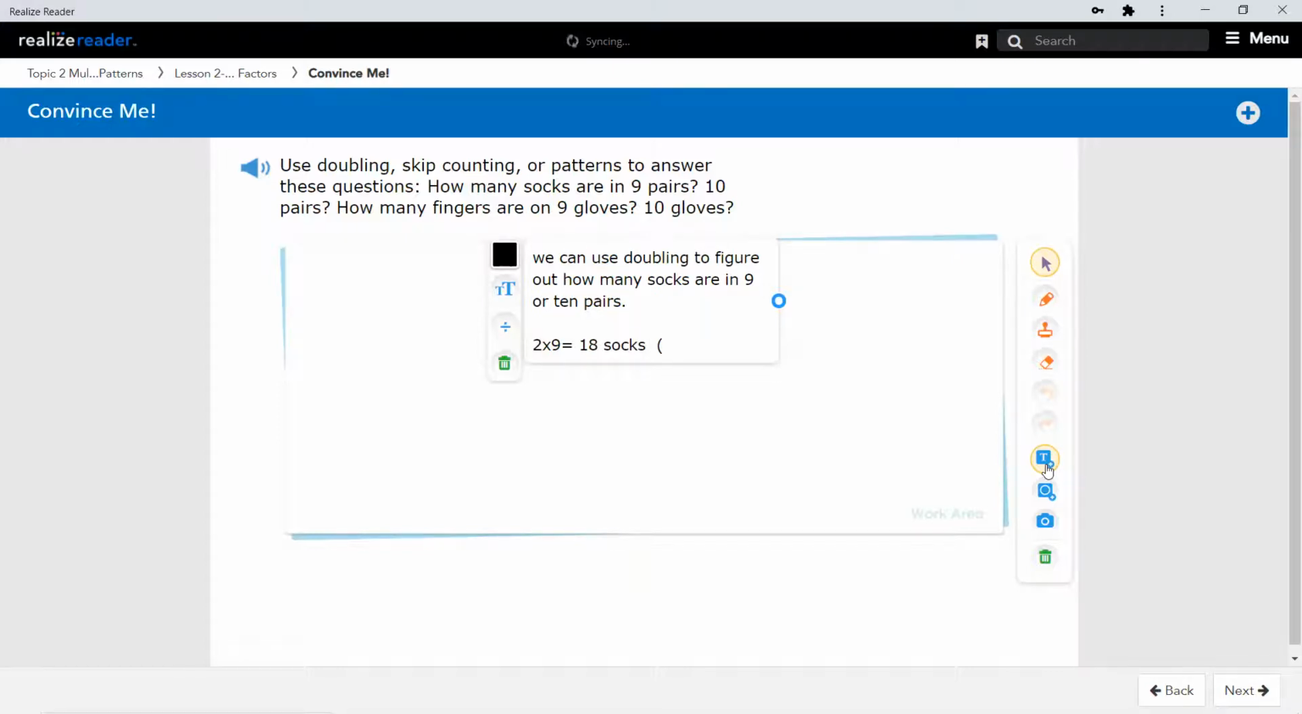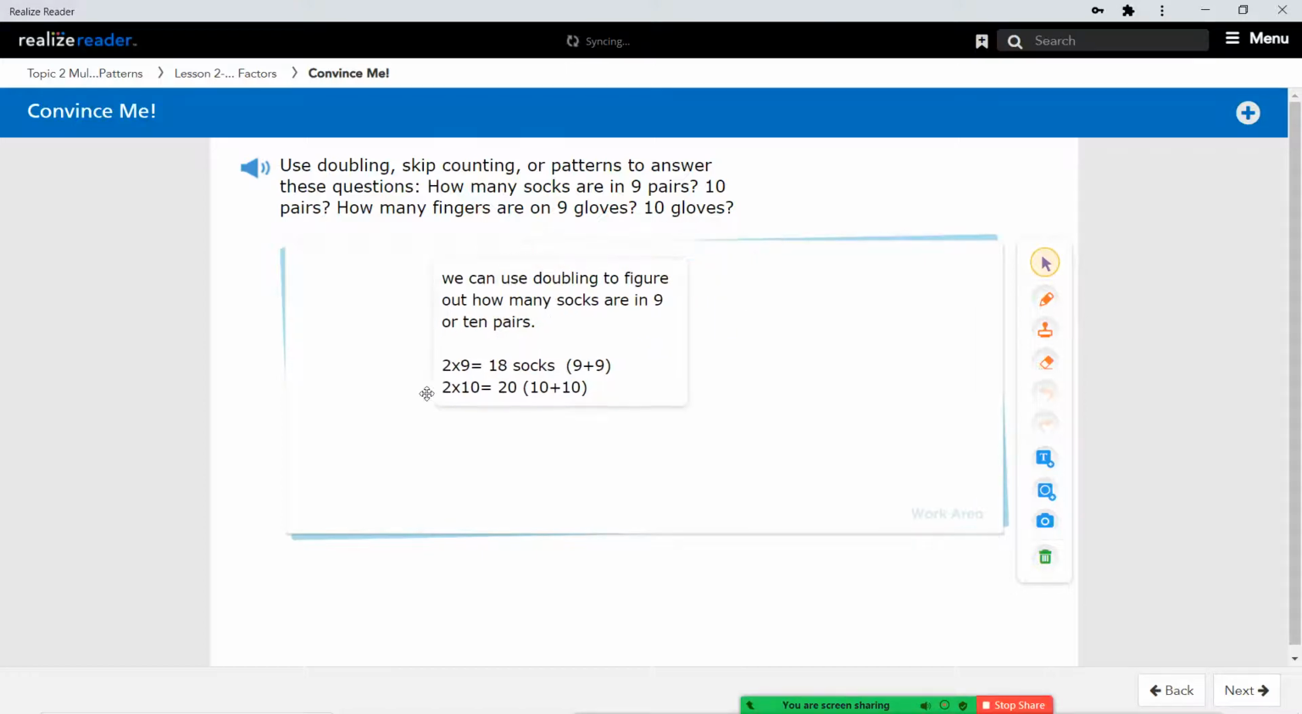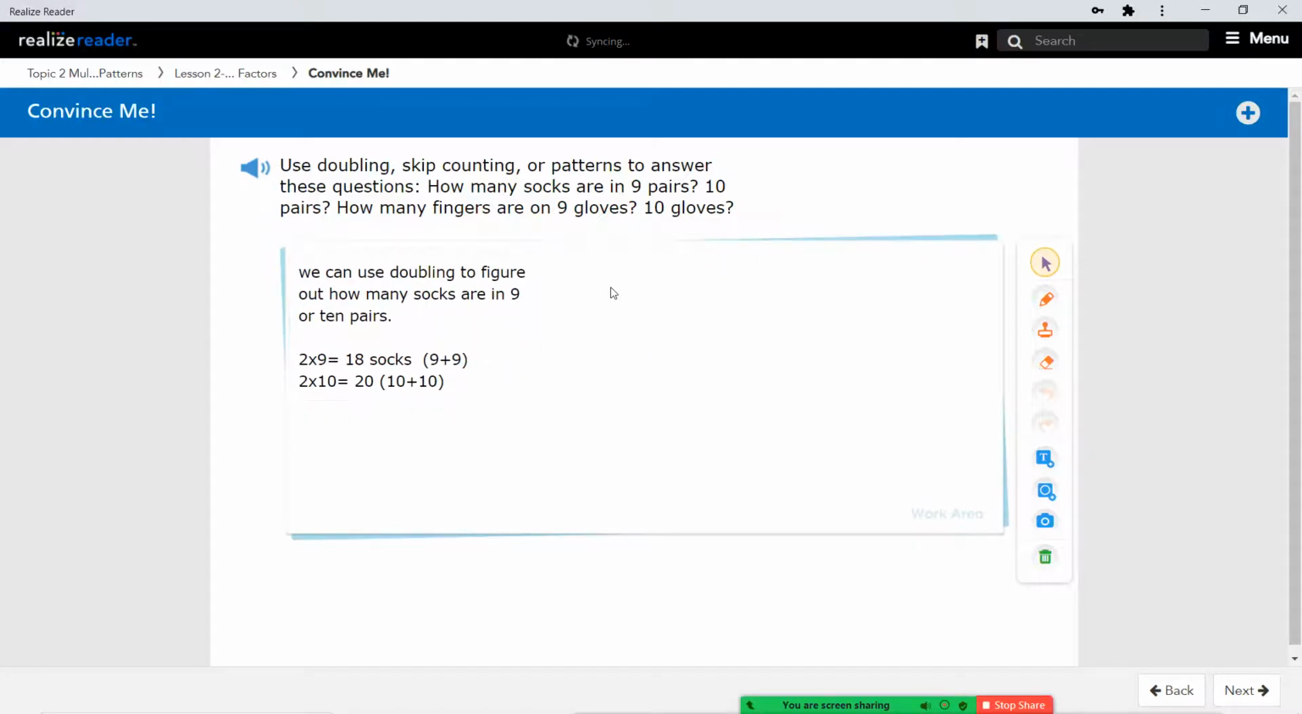That was the same thing as saying 9 plus 9. Now, if we want 10 pairs of socks, we're going to do 2 times 10. And that's going to give us 20, because we know 10 plus 10 equals 20. So that'll take us through the socks question. Now, if we're talking about the gloves, for the gloves, we can use skip counting.